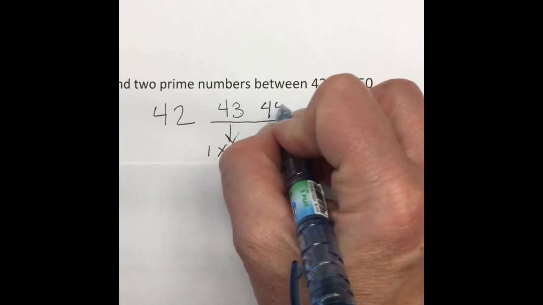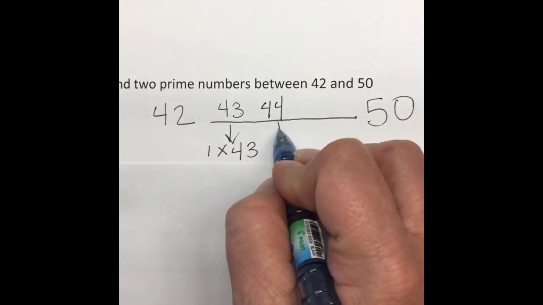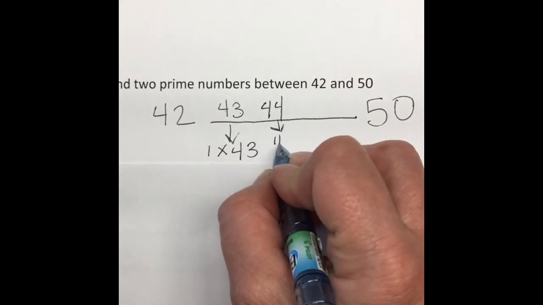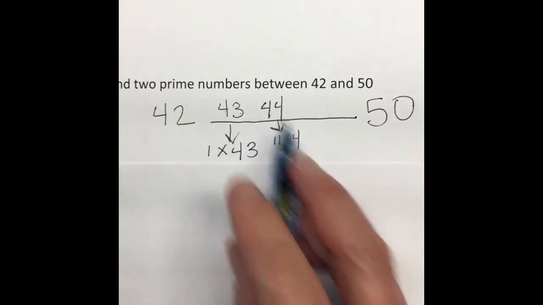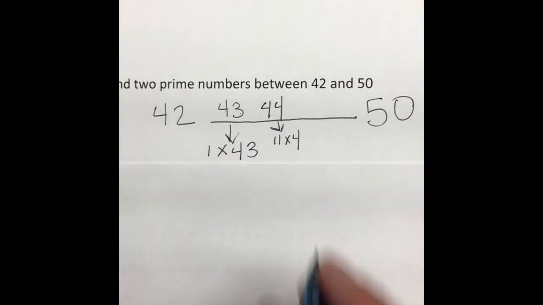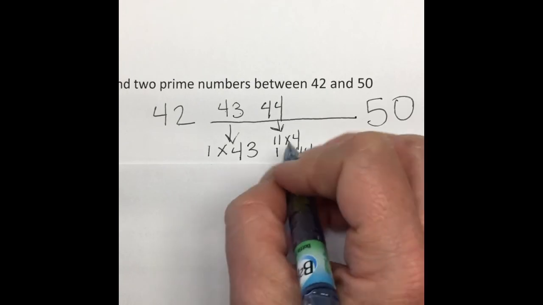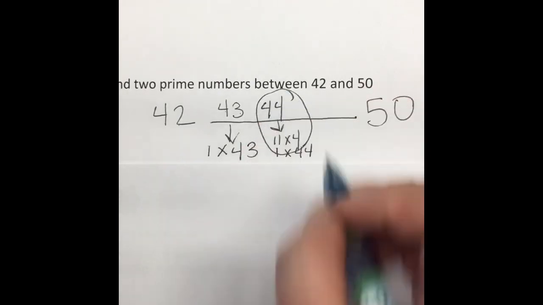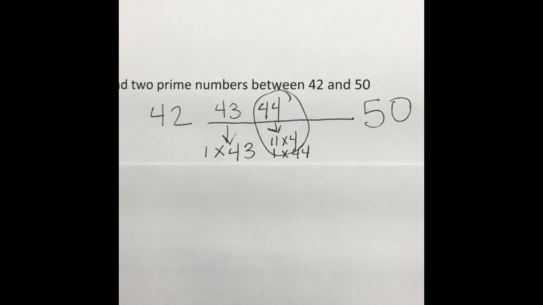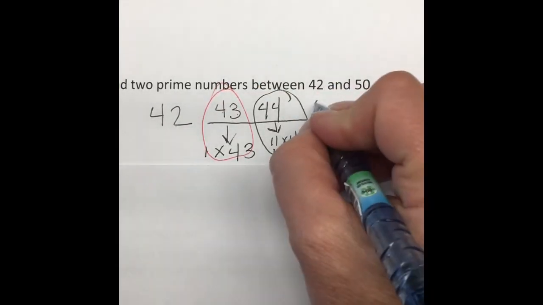Then I would look at 44. Well, 44 I know instantly is a double, so 11 times 4 is going to make 44. And of course, there's always 1 times 44. So this is a composite number. It will not work. However, 43 is a prime. Then I could keep looking.